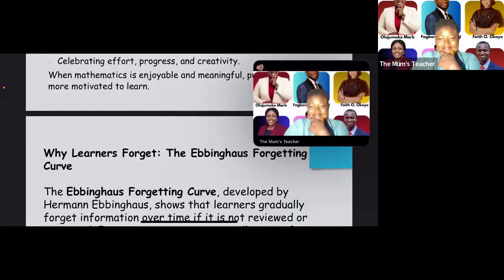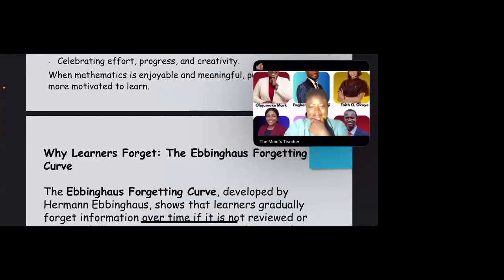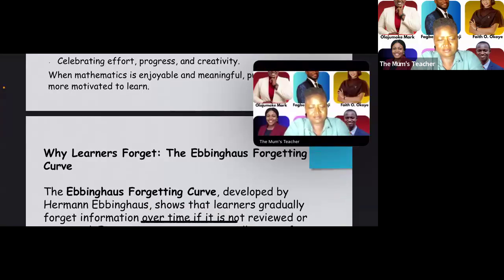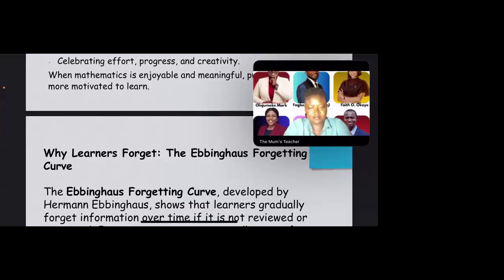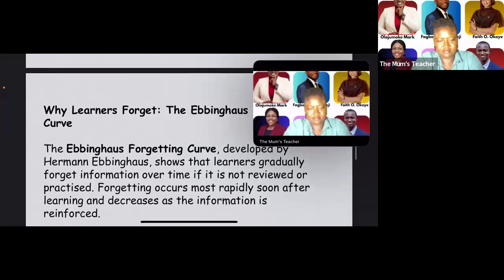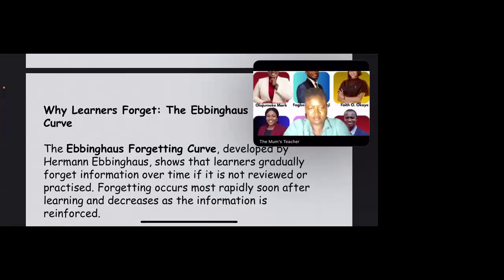Okay, now to the interesting part. Why do learners forget? Why do students forget when we teach them? There is what we call the Ebbinghaus forgetting curve. It was developed by Hermann Ebbinghaus, and this curve shows how learners forget things gradually. They forget information over time if it is not reviewed or practiced. Forgetting occurs most rapidly soon after learning, and decreases as the information is reinforced.